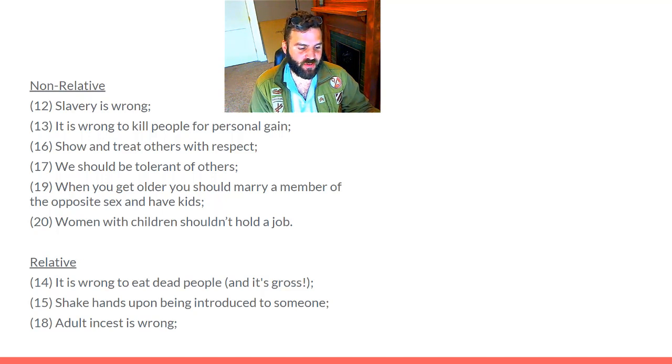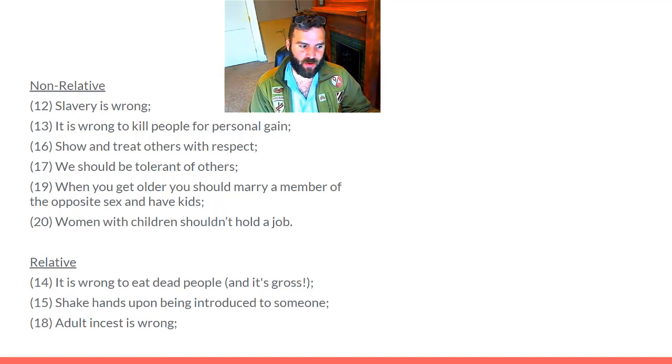Shake hands upon being introduced to someone. Fine, that's what you do around here. It's like driving on the right side of the road or the left side of the road. Adult incest is wrong. I can imagine cultures just treating that as wrong. It's very natural to think that almost every culture would treat every case of incest as wrong. I've actually learned recently that in the U.S., incest covers both your primary family and your cousins and extended family. In other cultures, it doesn't count as incest if it's cousins.